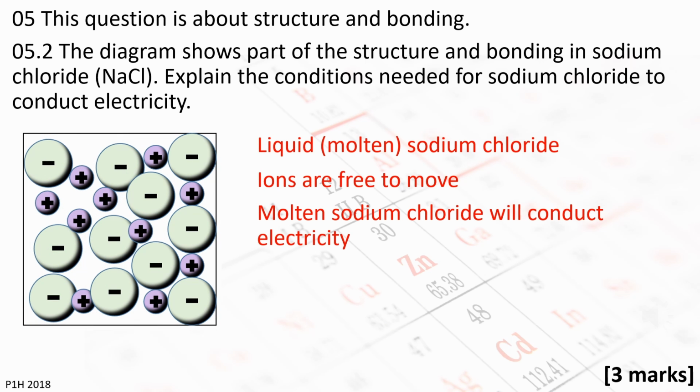If enough heat energy is provided, the ionic bonds are broken. The solid sodium chloride melts and becomes a liquid. The ions are free to move. Liquid, sometimes called molten, ionic substances can conduct electricity.